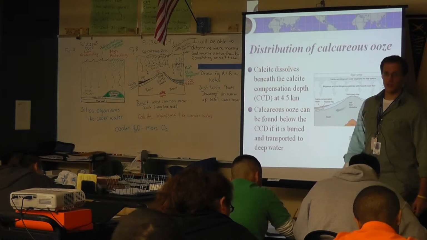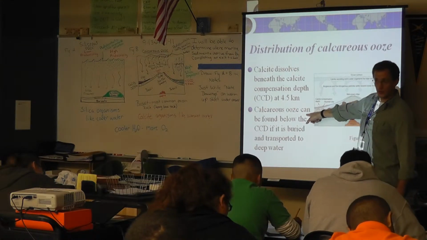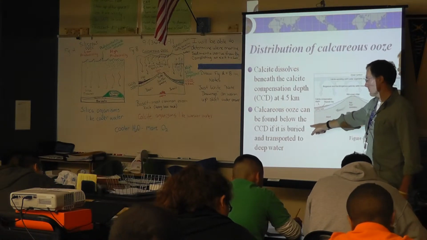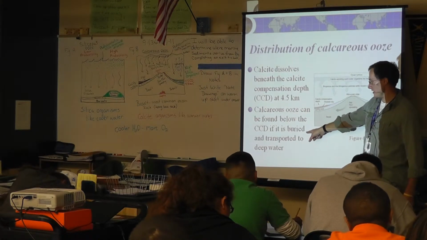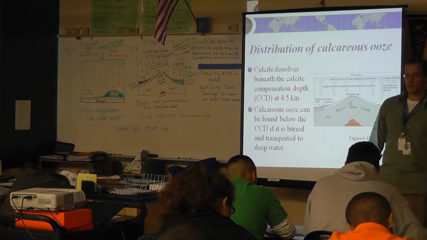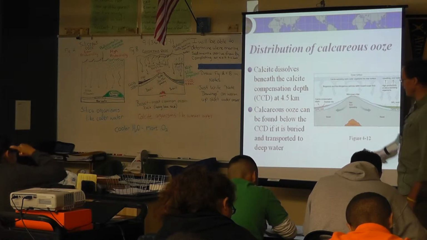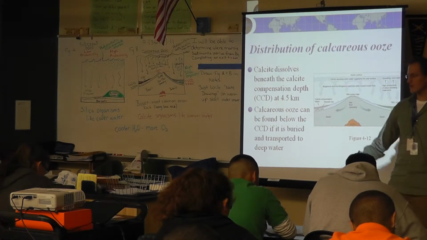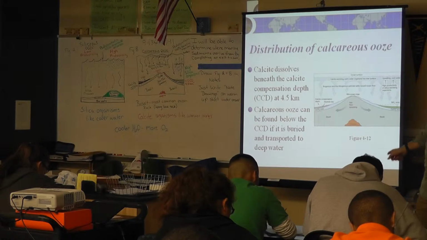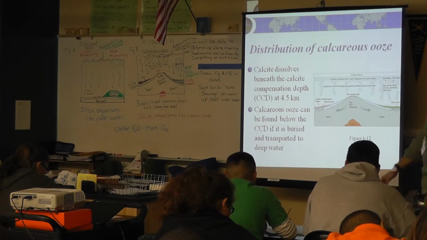However, there's exceptions to the rule, because there's always exceptions. Calcareous ooze can be found below the 4.5 kilometers if it is buried and transported to deep water. I'm going to explain that with the picture on the board rather than this one because it's a little bit easier. So I do want you to write these two down though.